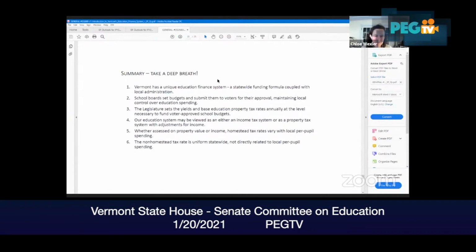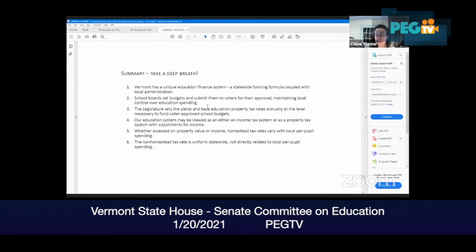And then just a quick summary. We have a unique education finance system, and the reason it is so unique is that we have a statewide funding formula coupled with local administration. A lot of the tricky things, like the yield and the CLA, exist to enable this unique relationship. The yield says that across the state we can spend, you know, $10,000, $11,000 per equalized pupil, and then schools can decide what kind of tax rate or spending they want to do above and beyond that. The school boards set those local budgets and submit them to voters for their approval, and that's how they maintain local control over spending.